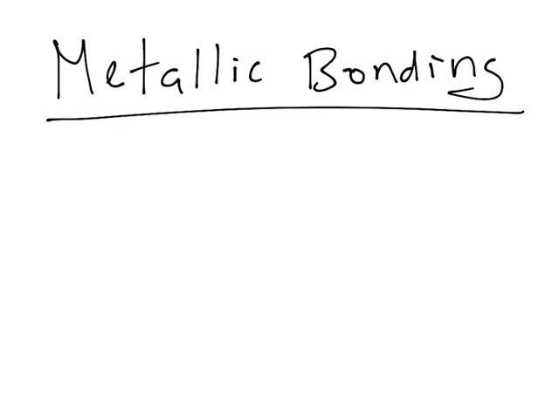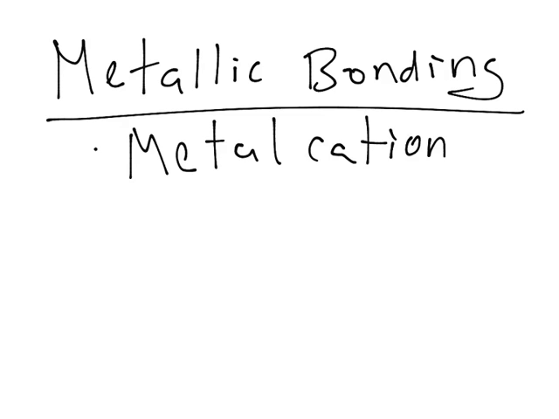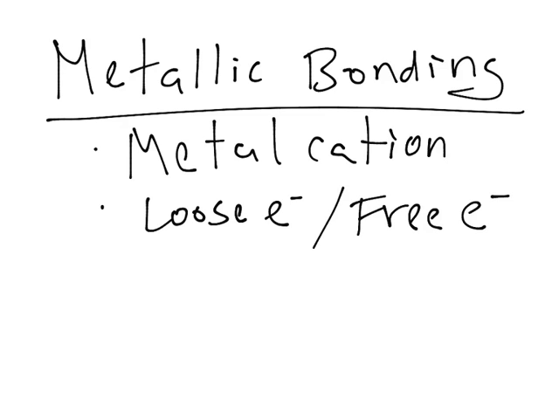A metallic bond is simply a bond between a metal cation and loose electrons that move throughout the metal. So they're just called free electrons. So you don't really have a combination between two atoms or something like that. It's just how a metal works.